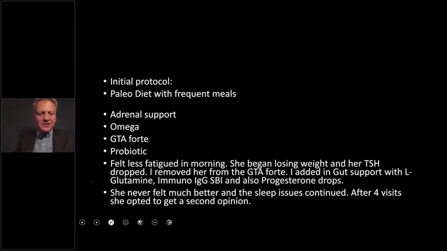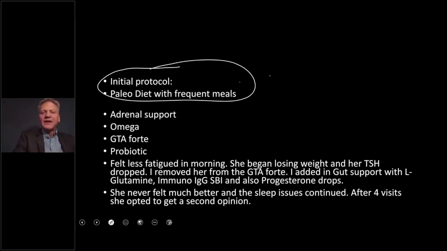Let's take a look here. This is actually what was done. So let's just look at it. We're not going to be critical of this because I looked at this briefly, and I think they did a reasonable job. They had them follow a paleo diet with frequent meals. That's good. They were going after blood sugar. That's good. Adrenal support, I don't think it's a bad idea. You just don't want to stop there.